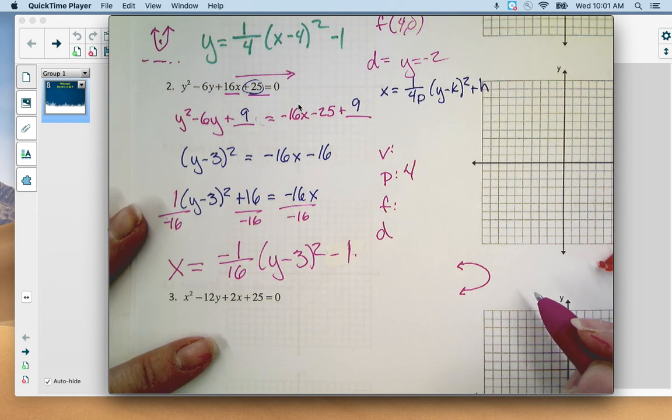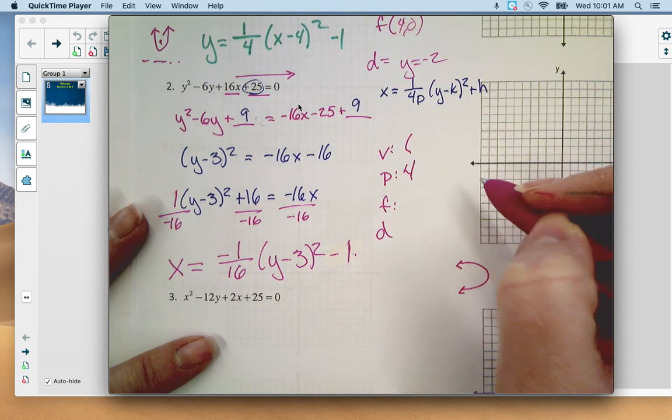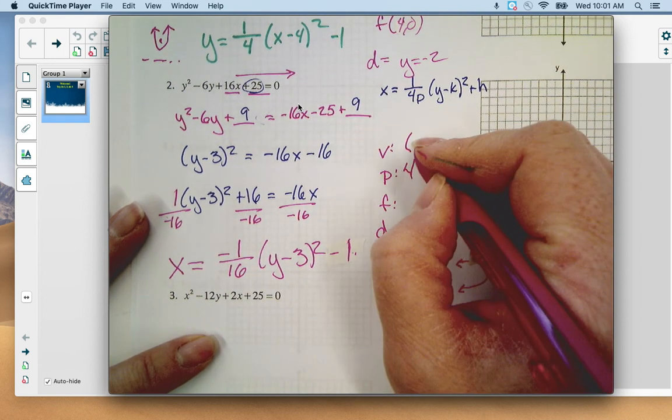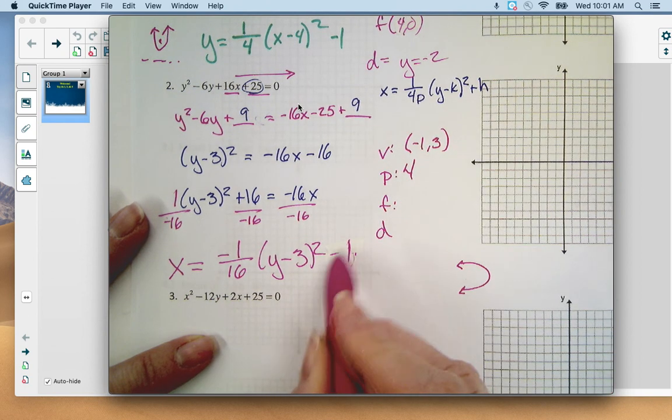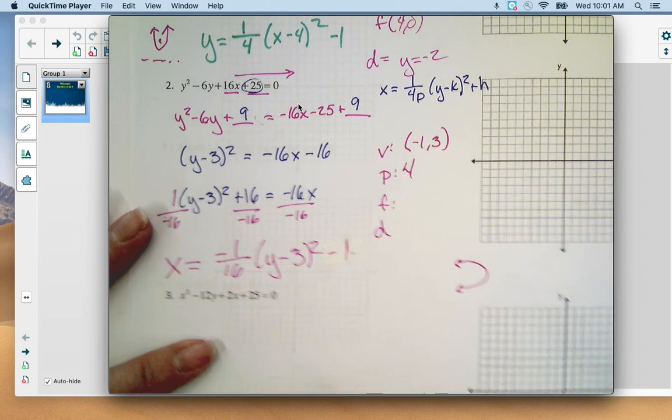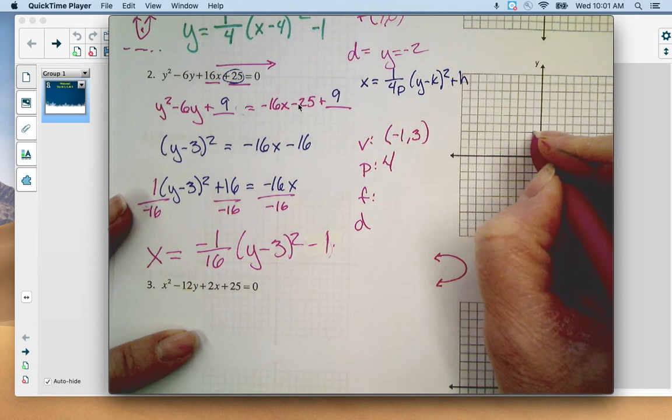Now, what would your vertex be? What would your vertex be? Do we agree with negative 1, 3? Remember, it switched. This is now our left and right. This is our up and down. So vertex is negative 1, 3.